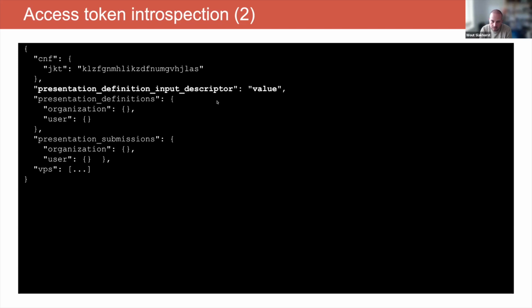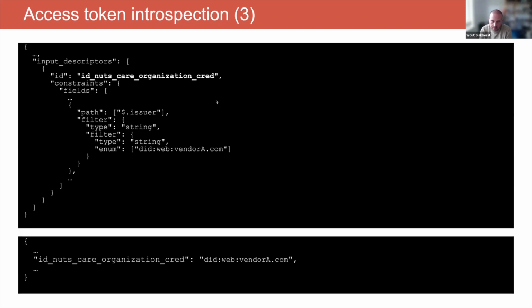So what does that mean? Let me show you. In your presentation definition, this is your basic: what do we trust? What do we need to be verified with cryptography? You have this big file that says, okay, I want a credential, I want an organization credential, and only, for example, issued, in this case, by vendor A.